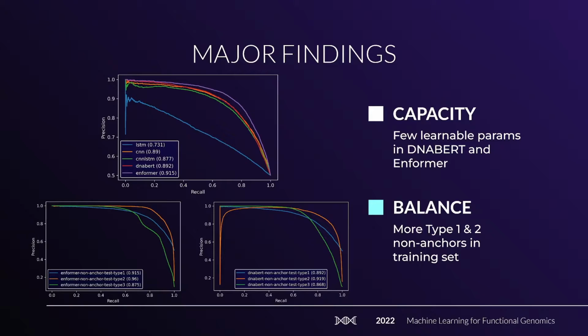Our models might be spending too long trying to distinguish the fine details between a true anchor and a very similar type 1 non-anchor, as opposed to the perhaps broader differences between an anchor and some arbitrary region of DNA. So we think that balancing these types, as well as increasing the size of our models, might improve performance beyond what we're seeing here.